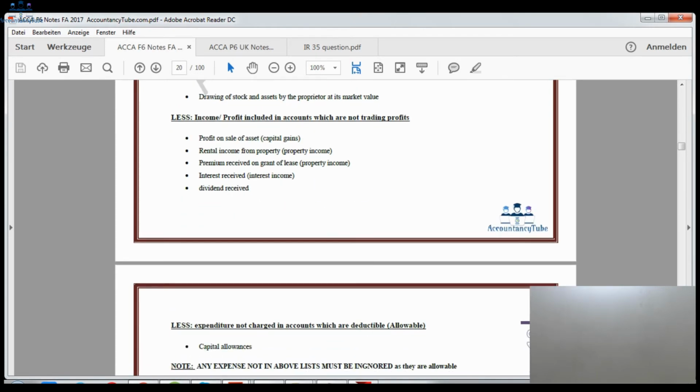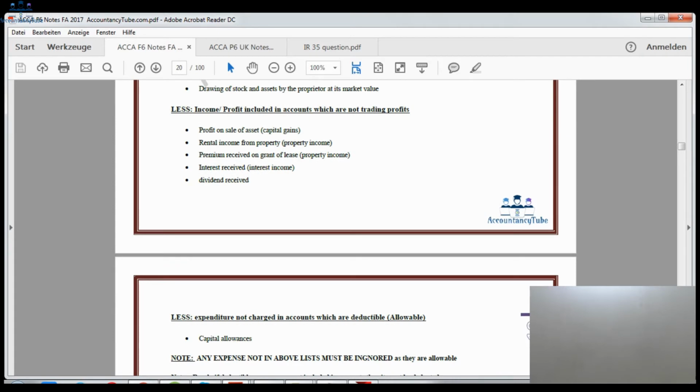Now the second one is income not charged in accounts which is taxable. So it is not added in our accounting profit, so we will add it because it is taxable. What is that? Drawings of stock and assets by the proprietor at market value. If you have taken anything for your personal use that is not included in our accounting profit, we will add that. So it will be added for tax purposes.